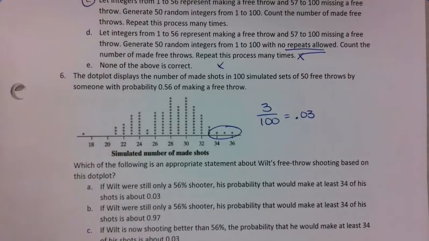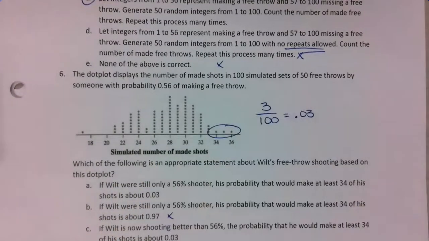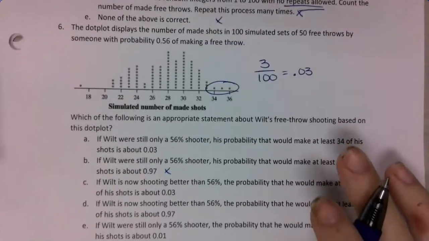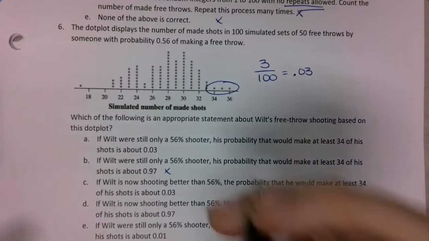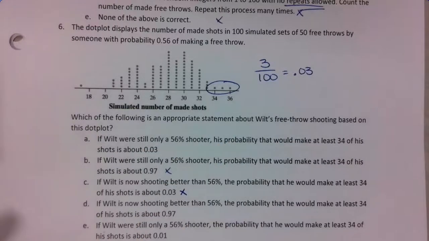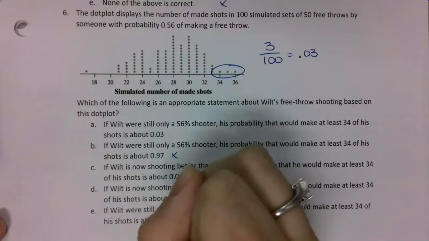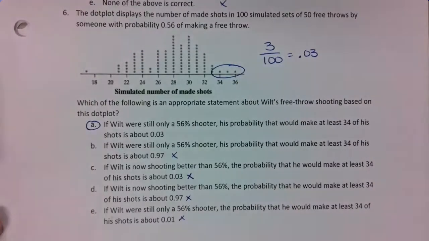And then it says, if Wilt were still only a 56% shooter, his probability that he would make at least 34 of his shots is only about 0.03. B is if he was only a 56% shooter, his probability would be 0.97. That one's not right. If Wilt was now shooting better than 56%, his probability would be 0.3. We are focusing only on him still being a 56% shooter, so that's not true. And then the rest of them are not the percents I got. So A is my correct answer here.